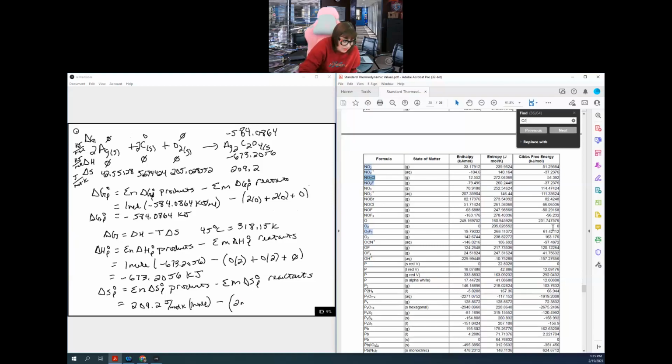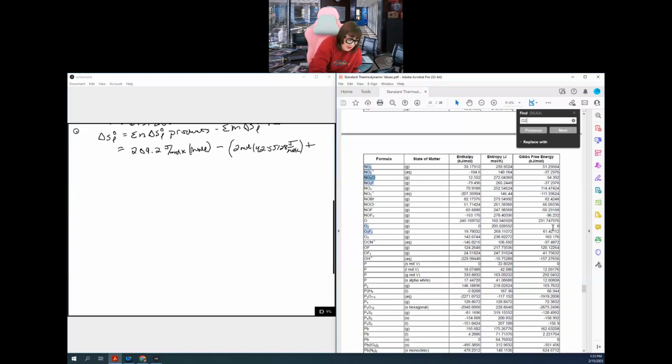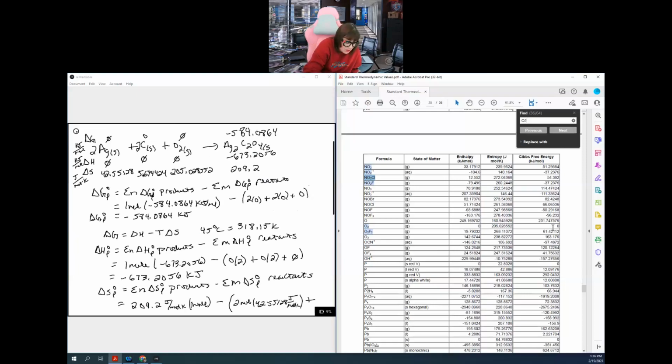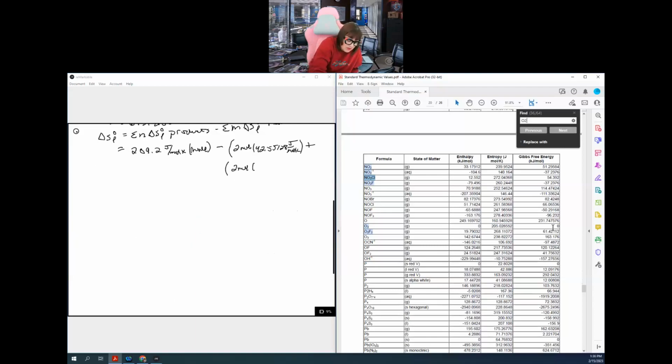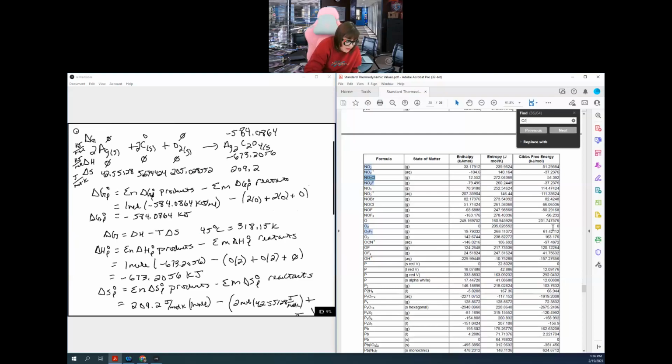Okay. We then have 2 mole of that first Ag times the 42.55128 joules per mole Kelvin, plus, and I'm going to keep this over here, 2 mole times 5.694424 joules per mole Kelvin, plus 1 mole times that oxygen value. My oxygen value is 205.028552.